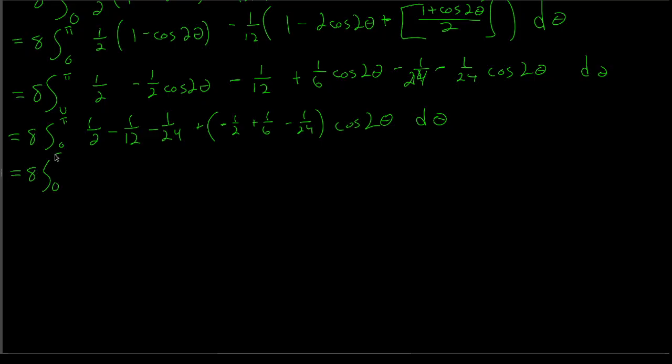I think the hardest part is our coefficients here. So 24 is the best thing to have here. So this is 12 minus 2 minus 1, so 9/24. Plus, again, 24 is the best thing to have here. And so this is 4 minus 1, so 3/24, cosine 2 theta d theta.